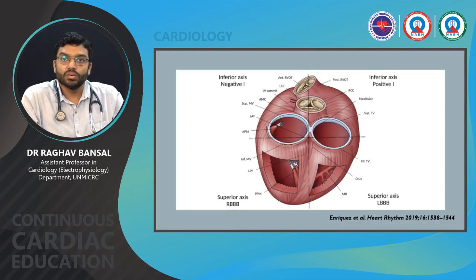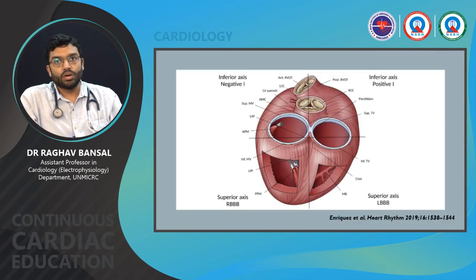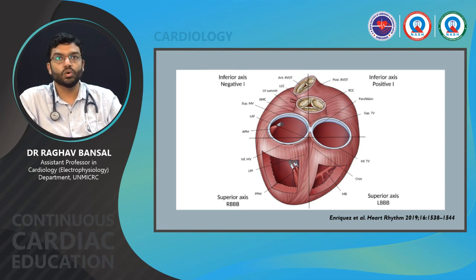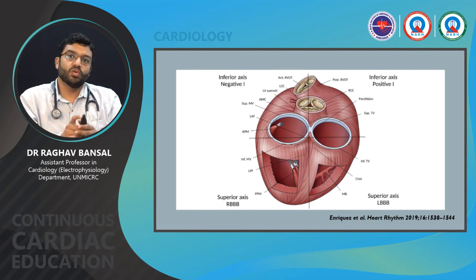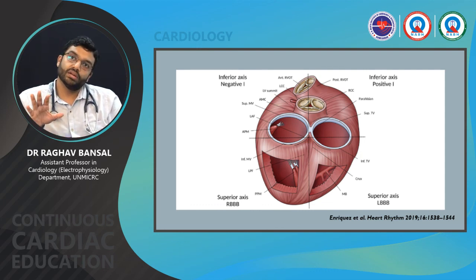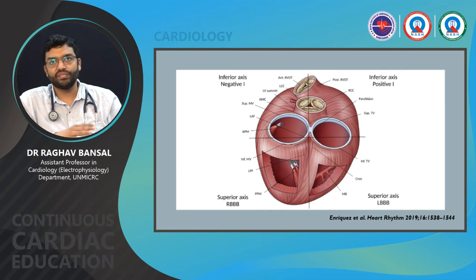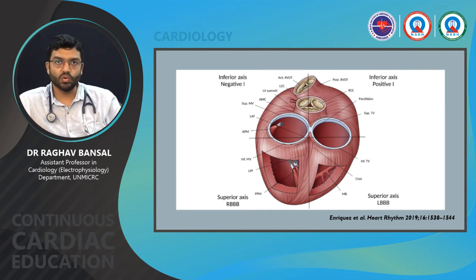Now coming to an algorithm which is very important. This is the simplest algorithm and very clinically useful. This was proposed by Enriquez et al. in Heart Rhythm 2019. This is an article which you should all read. This is a posterior view of the heart, that we are looking at the heart from behind. We can divide the heart into 4 quadrants: the superior quadrants, the inferior quadrants, and the left and the right quadrants. With these 4 quadrants we can identify structures and then localize.